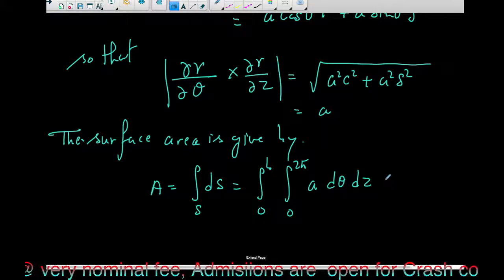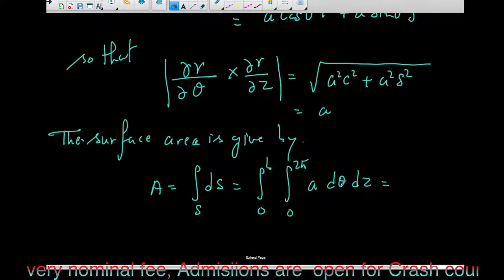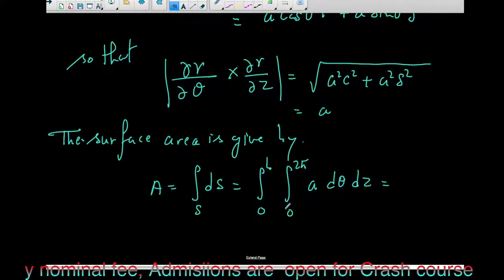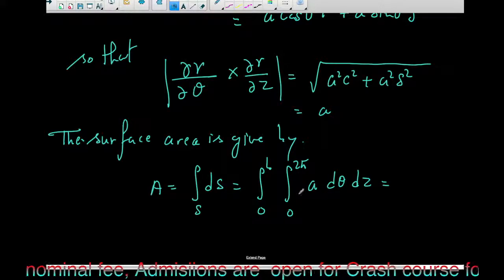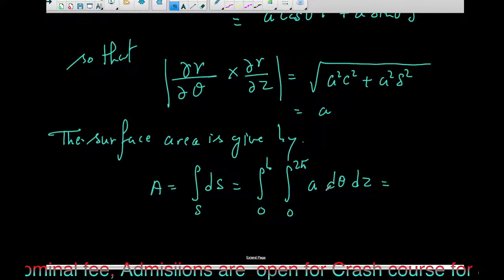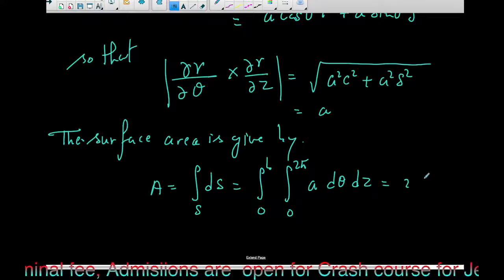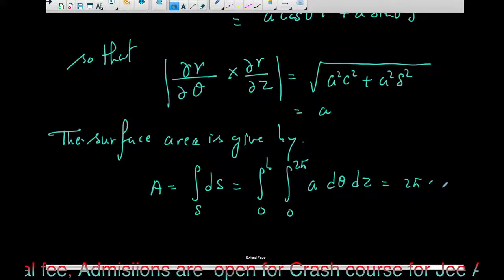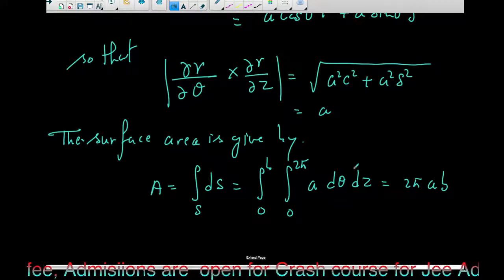Are you getting it? When you now integrate one by one, you will get 2 pi a and b, so that is 2 pi AB. Correct. And that was the surface area.